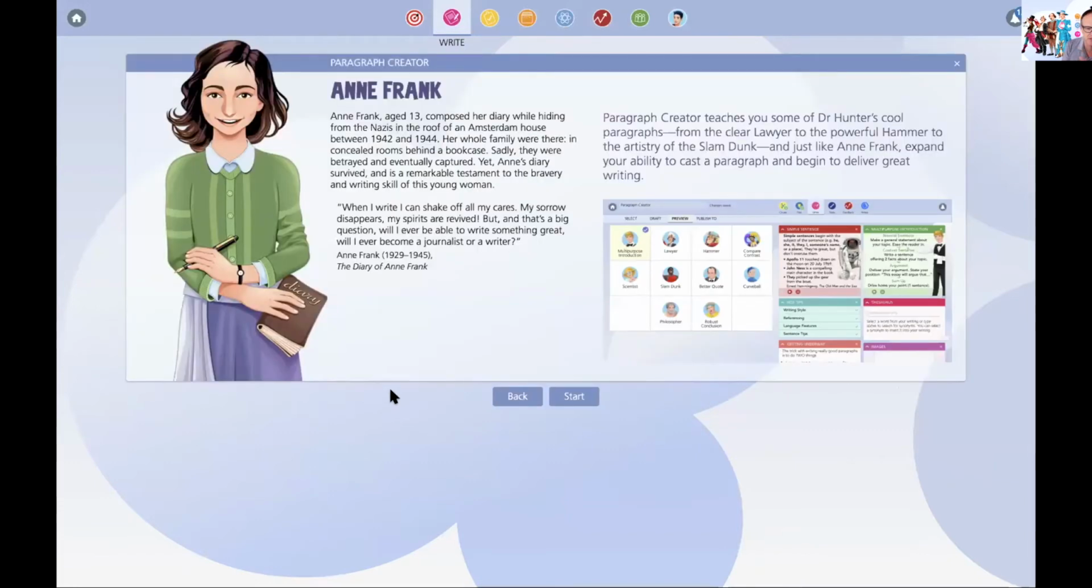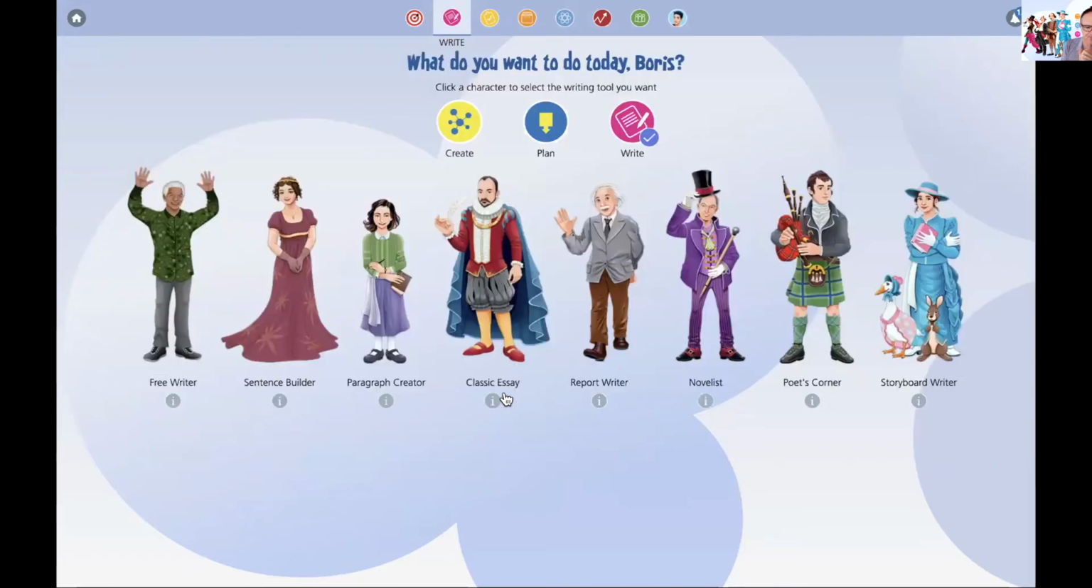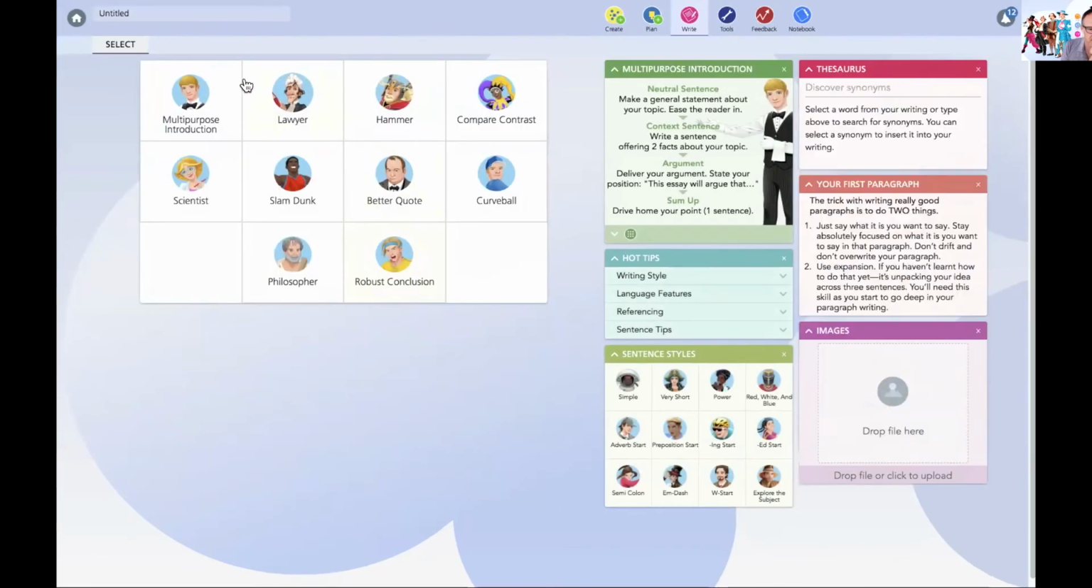Out comes this delicious little sort of window into Anne Frank and why we picked her. And also you get a little view of what the tool itself looks like. So I'm going to click on here on Anne and I'm in. So immediately I have a choice in Paragraph Creator from a range of paragraph forms, including down here, the robust conclusion. I'm Boris, I need some special help around writing conclusion. So this is what I'm going to go and click on.